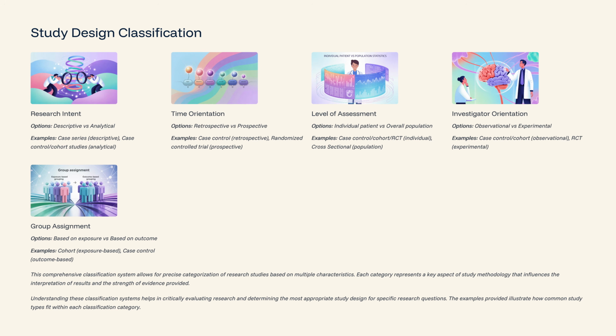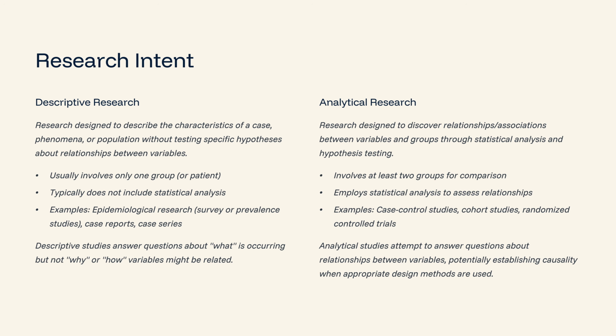We'll be going over this over and over again, but this is to get your feet wet with study design classification. Let's drill down into these classifications even further. Research intent, descriptive or analytical. Again, descriptive being describing the characteristics of a case, describing what it was about. What's the phenomena of the case or a population? Without testing specific hypotheses about relationships between variables. You're just describing what's going on.